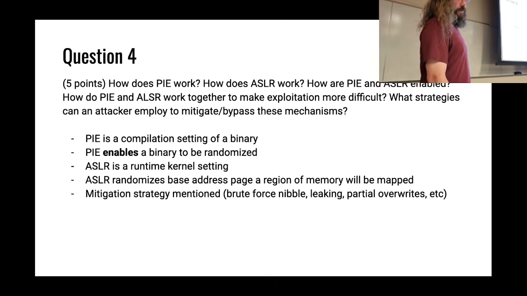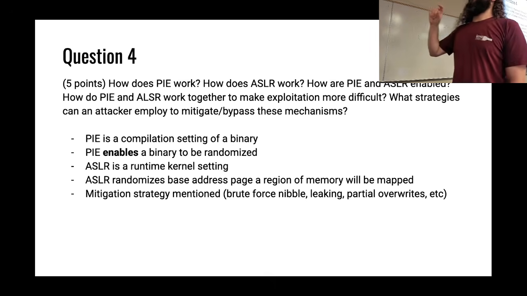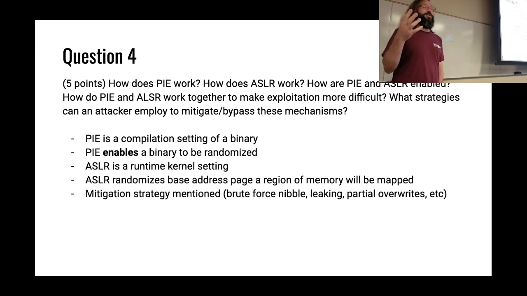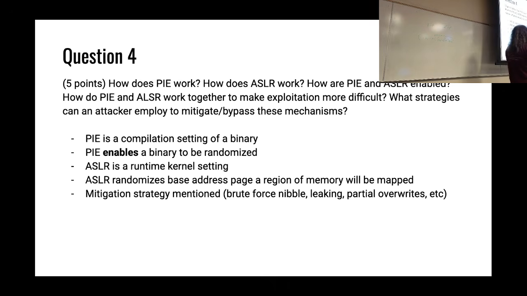What we were looking for: PIE is a compilation setting of the binary. This is something that you determine when you build the binary. You don't need to know these literal lines, but you pass -pie and -fPIE to GCC. One of those goes to the compiler, the other goes to the linker, but you will build a binary that is PIE. This is why you can run checksec against an executable, and it will say PIE, no PIE. This is a property of the binary itself.